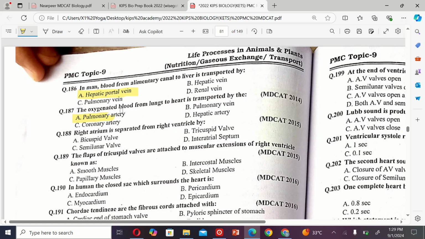The next MCQ is: the oxygenated blood from lungs to heart is transported by A. Pulmonary artery, B. Pulmonary vein, C. Coronary artery, and D. Hepatic artery. So the correct option is B. Pulmonary vein.